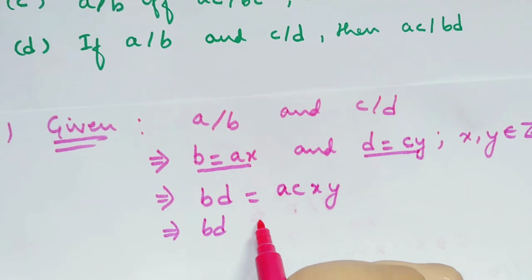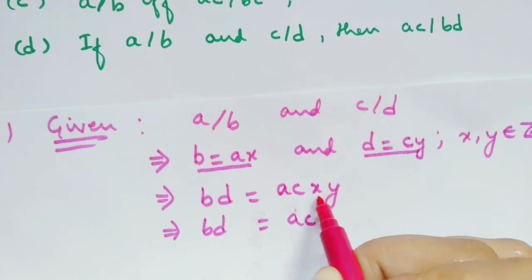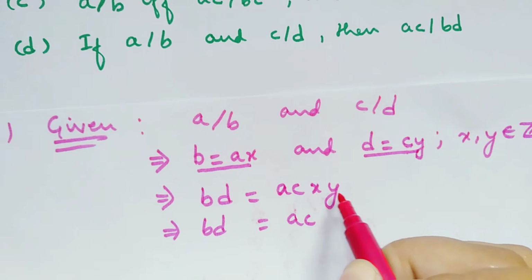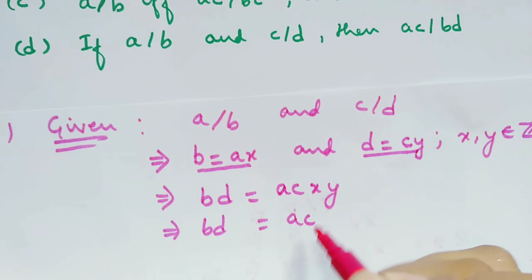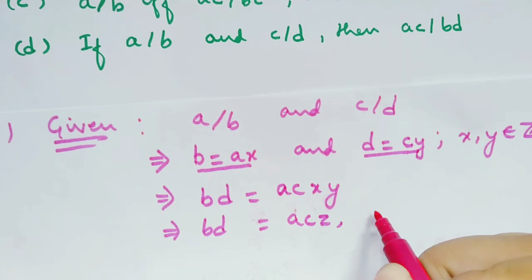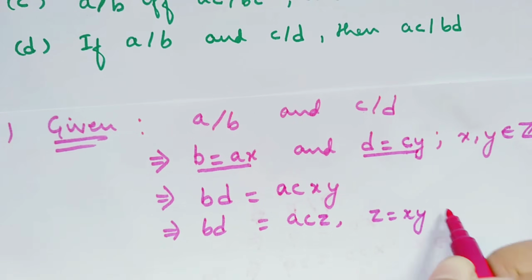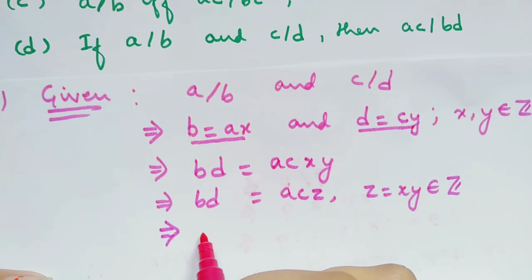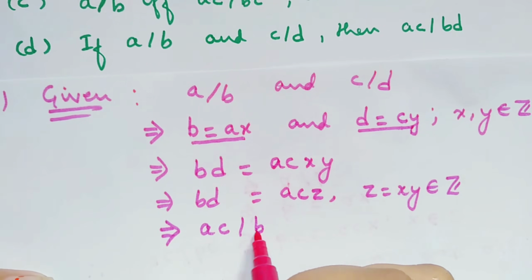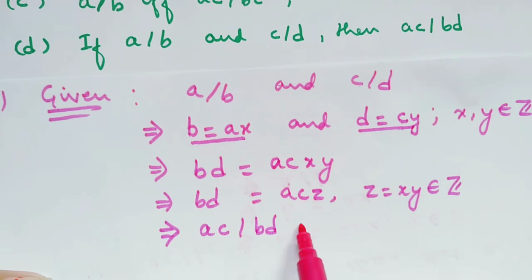Now BD is equal to AC times XY. See here, X is an integer, Y is an integer, and the product of two integers is again an integer. Let that one be Z, equal to XY, which belongs to the set of integers. So from here it implies that AC divides BD. Hence, done.